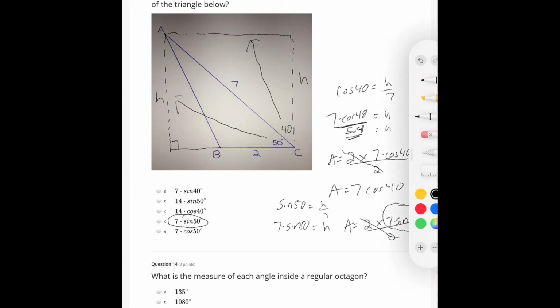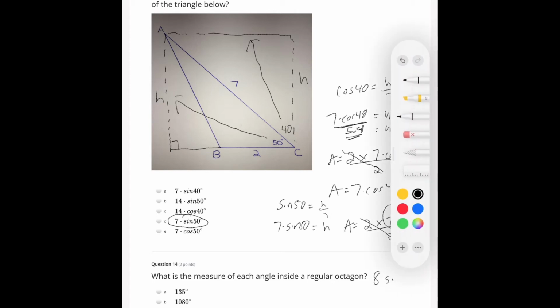Well, there we go. 8 sides. So the total degrees is going to be my number of sides minus 2, times 180. So we're going to do 6 times 180. That's my total degrees. 6 times 180. So 1080 is the total degrees.